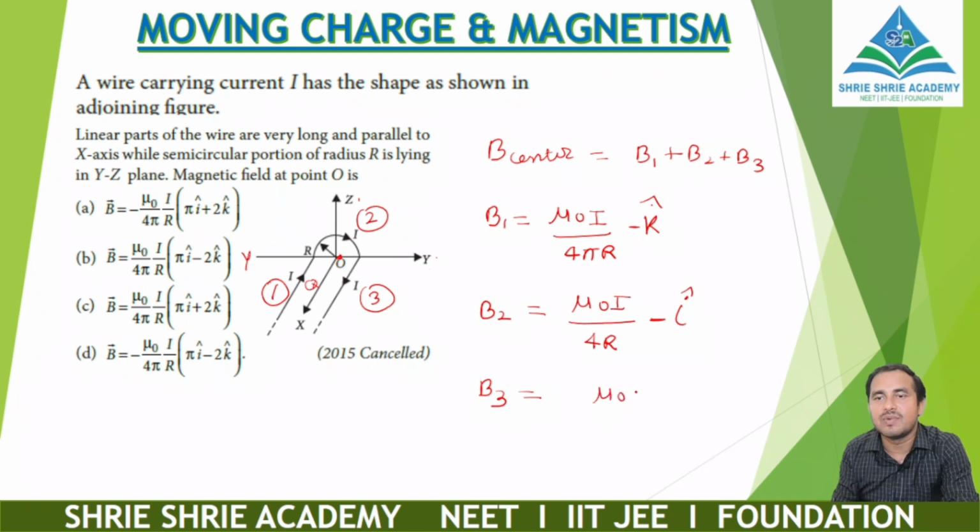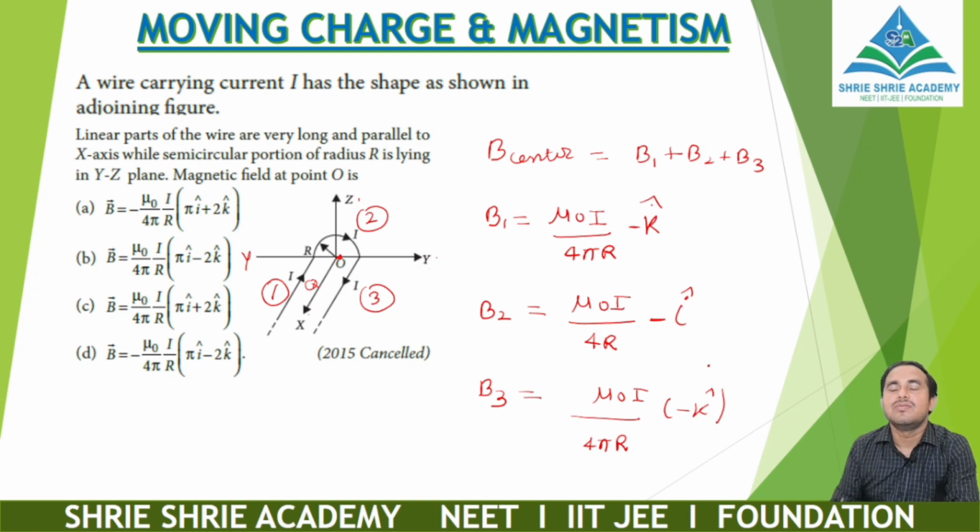Then you write mu naught I by 4 pi R. Okay, again here into the plane only you will get. So this is the XY plane, this wire, again you get minus K cap. Fine, this answer is fine, but the total magnetic field you need to add all of them.